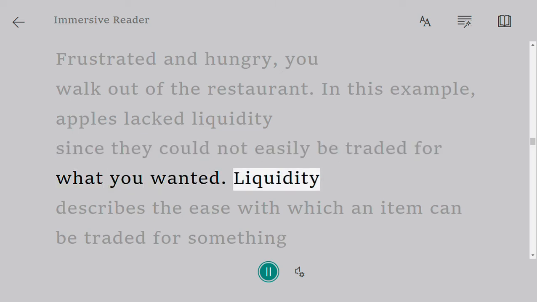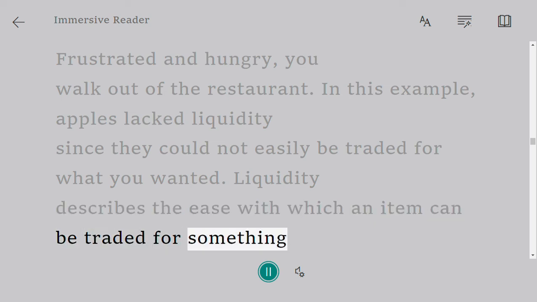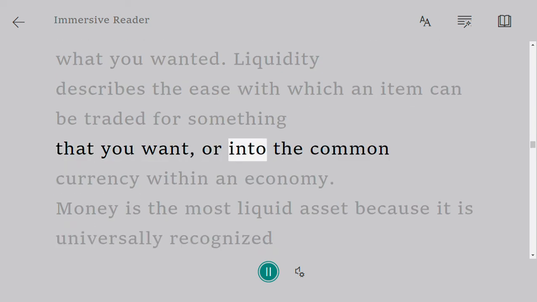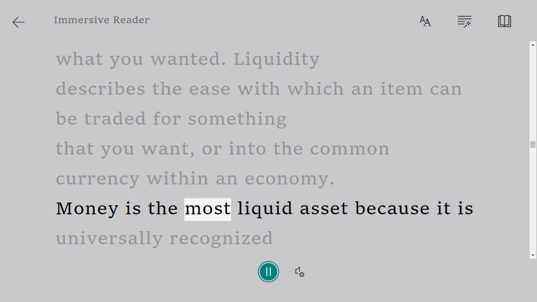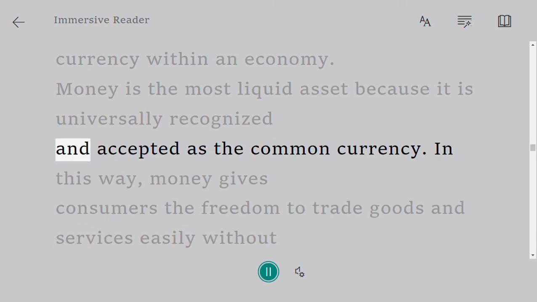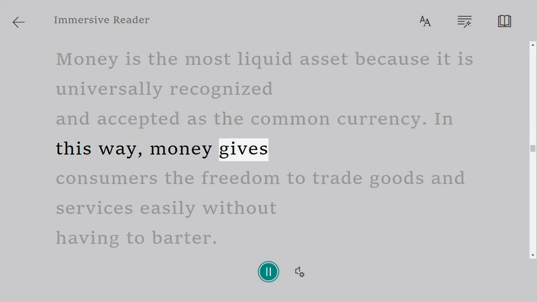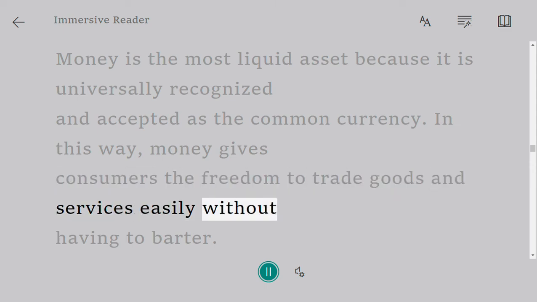Liquidity describes the ease with which an item can be traded for something that you want, or into the common currency within an economy. Money is the most liquid asset because it is universally recognized and accepted as the common currency. In this way, money gives consumers the freedom to trade goods and services easily without having to barter.